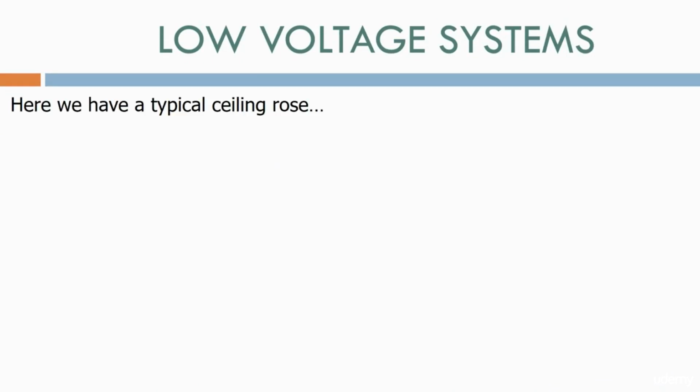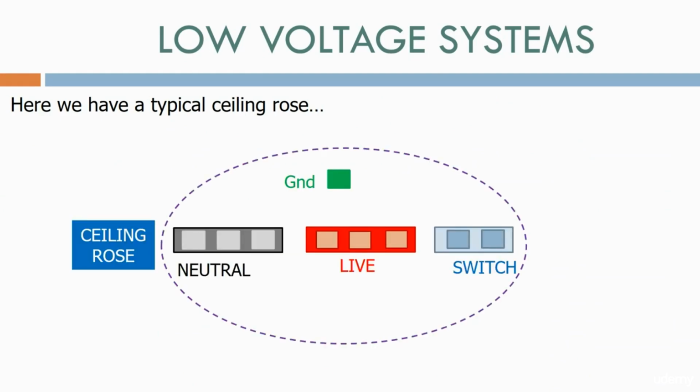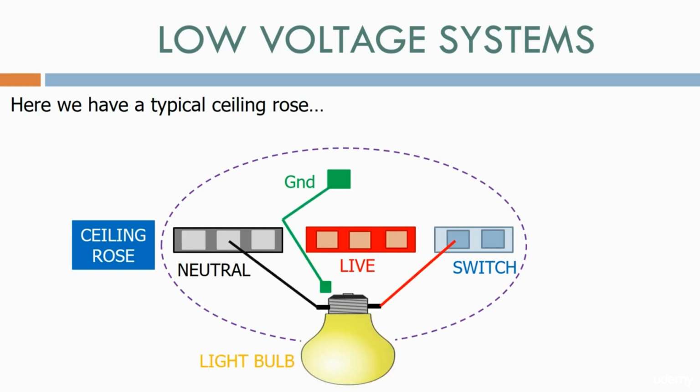Here we have a typical ceiling rose. Inside the ceiling rose we have a neutral terminal strip, a live terminal strip, a switch terminal strip and a ground terminal strip. The light bulb hangs down from the ceiling rose and is connected to the neutral terminal strip, the ground terminal strip and the switch terminal strip.